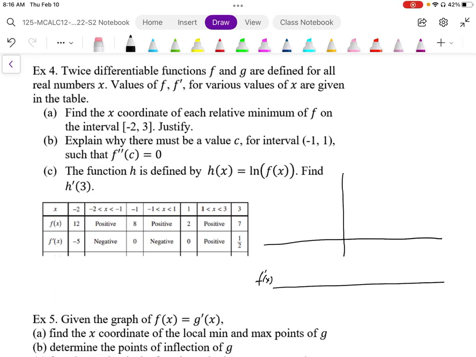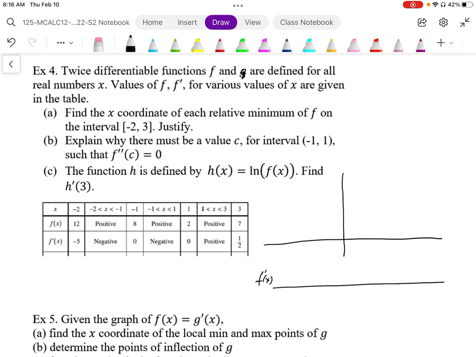We have twice differentiable functions f and g, defined for all numbers x. The values of f and f prime for certain values of x are given in the table. There's actually no g in here, it looks like. Find the x coordinates of each relative minimum of f on the interval, and then justify.